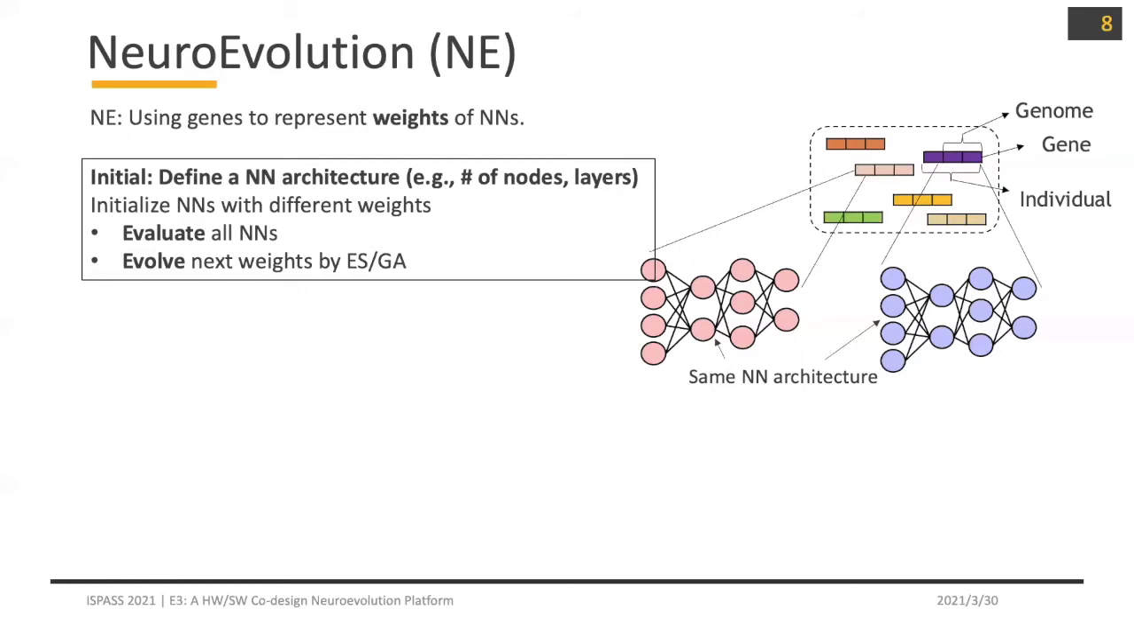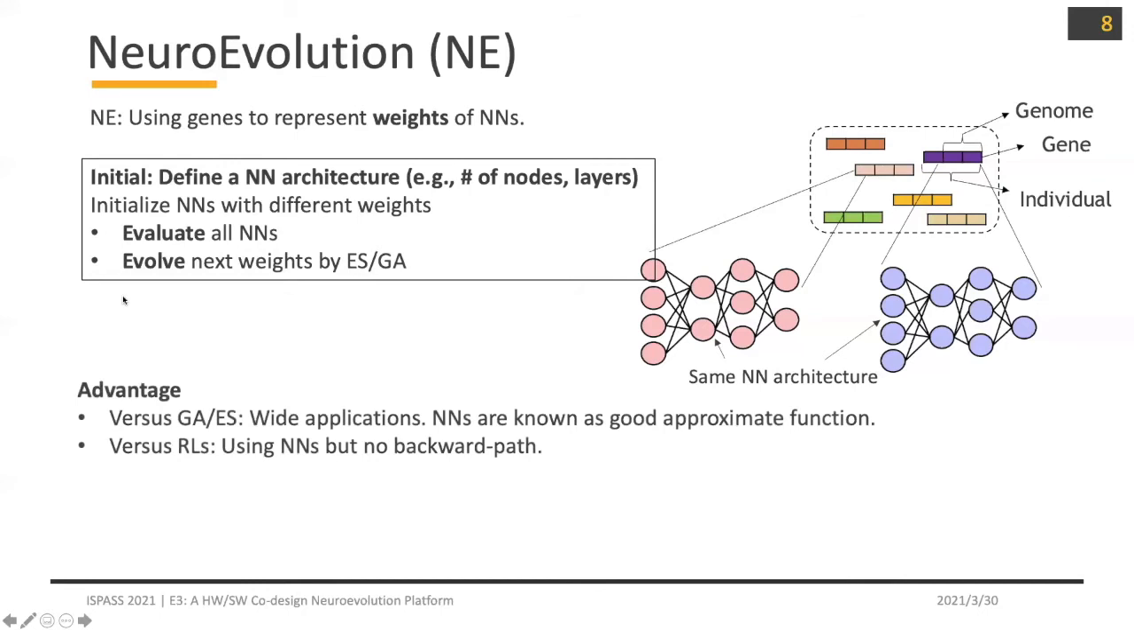Another choice is neuroevolution. So what is neuroevolution? Neuroevolution is a variant of the genetic algorithm. The difference is that it uses genes to represent the neural network, and specifically it represents the weights of the neural network. What I mean is that each individual is a different neural network with the same architecture but different weights. To run the algorithm, we initialize the neural network architecture, like the number of nodes and layers, and then run the algorithm to evaluate the neural networks and evolve their weights. The advantage compared to GA or ES is that it has wide application, because we all know that neural networks are good approximation functions.